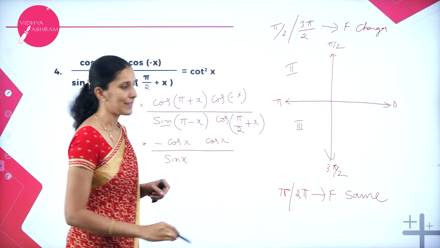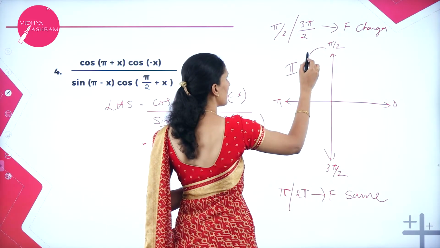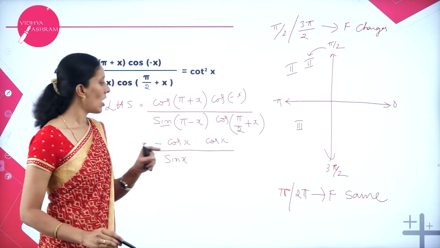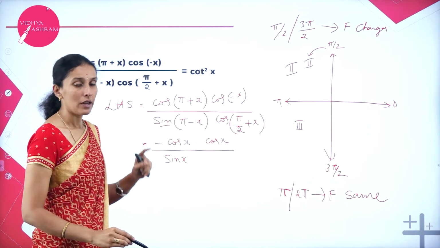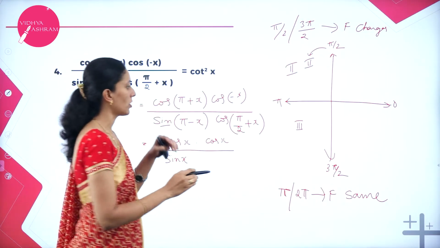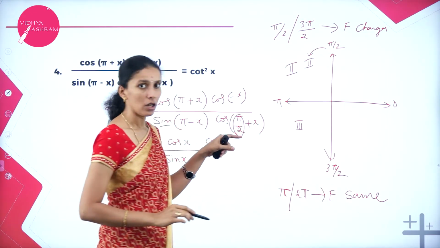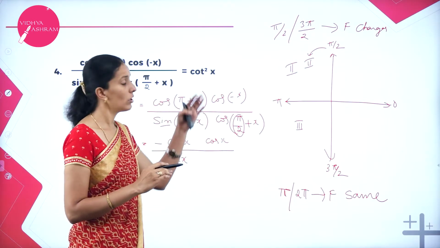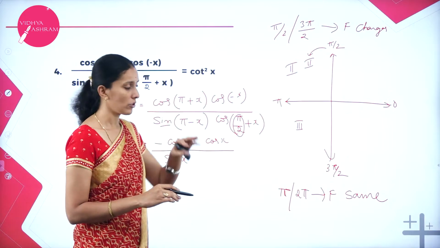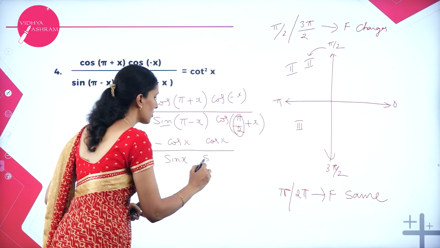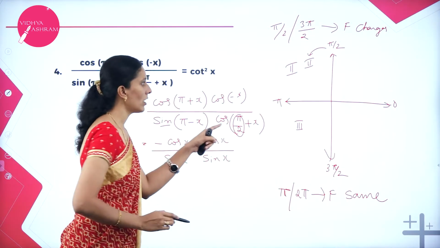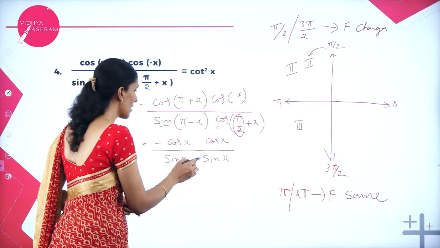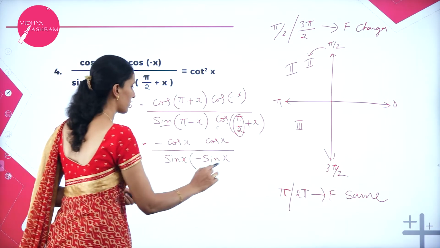Cos(pi by 2 plus x). Pi by 2 plus x means again it comes in the second quadrant. In the second quadrant, your cos function is negative, but the function changes to co-function because you have the value pi by 2 here. When you are adding with 90 or 270, that is odd multiples of pi by 2, the function changes to its co-function. So for cos, it changes to sin x. But coming to the sign, cos function is negative in the second quadrant. So this is minus sin x.